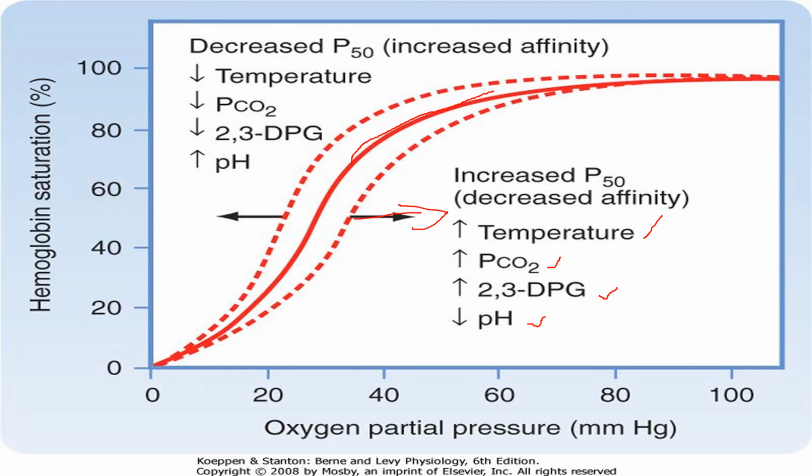If the conditions are reversed, that is decreased temperature, decreased partial pressure of carbon dioxide, decreased 2,3-diphosphoglycerate, and increased pH, that is more than 7, it favors the binding of hemoglobin with oxygen.